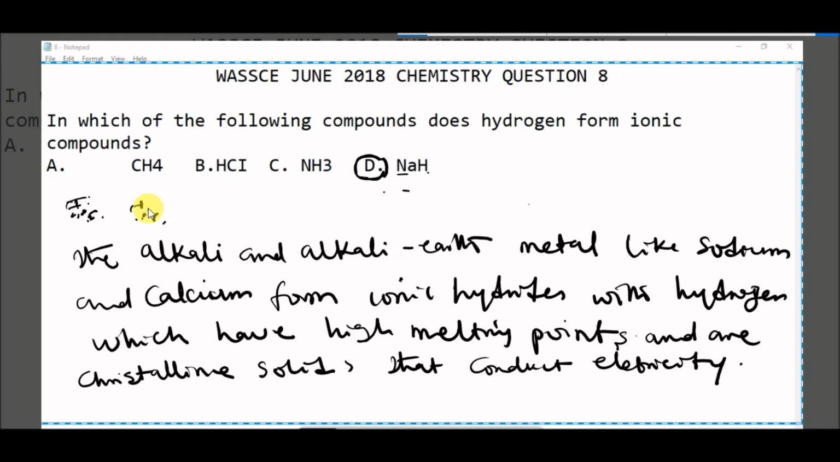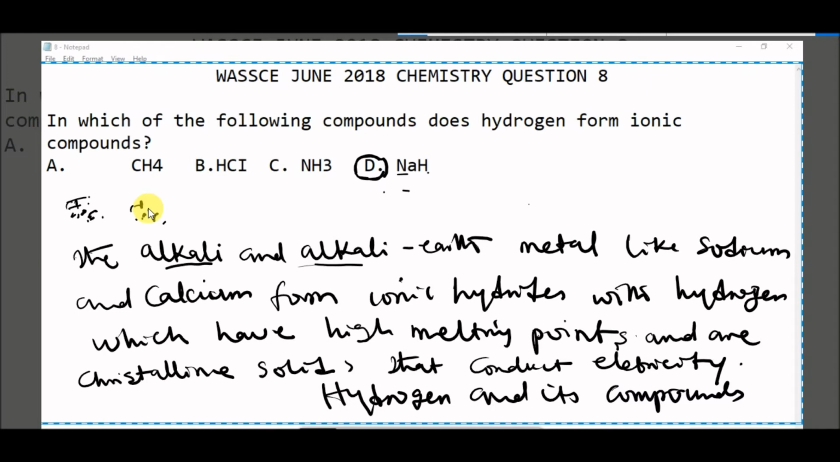So the answer to this, like I told you, you can get in your textbook under hydrogen and its compounds. If you check under hydrogen and its compounds, you check the chemical properties of hydrogen, you're going to find out that it reacts with alkali and alkali earth metals. And those metals are metals like sodium and calcium. So it reacts with them to form ionic hydrides.